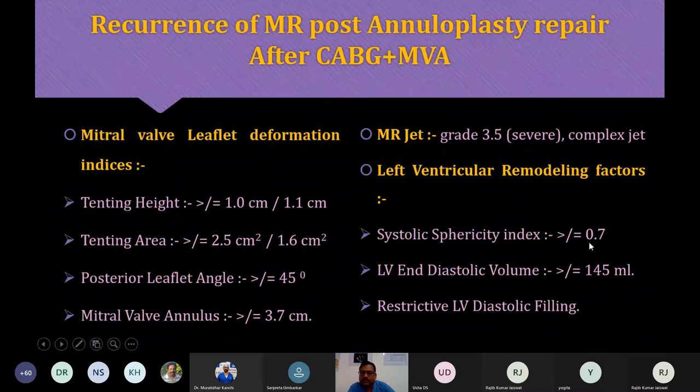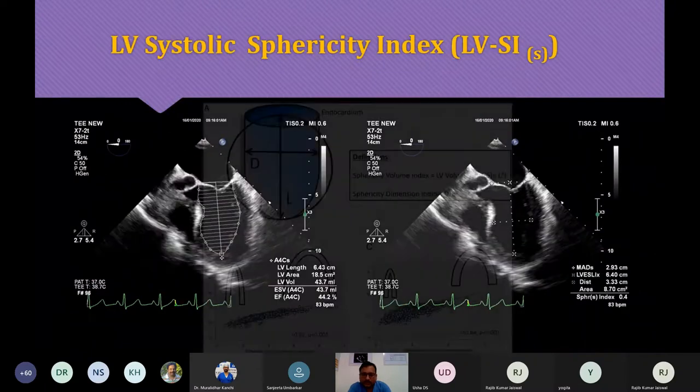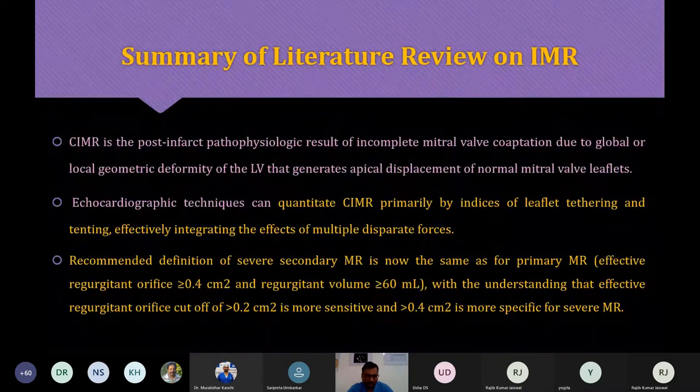Here, a systolic sphericity index of more than 7.7 is better to replace such a valve. So, in summary, the quantitative CMR, primarily by the indices of leaflet tethering and tenting, effectively integrates the other disparate multiple forces we have to consider. The recommended definition for secondary MR is now the same as that of primary MR. There is no difference between the two.